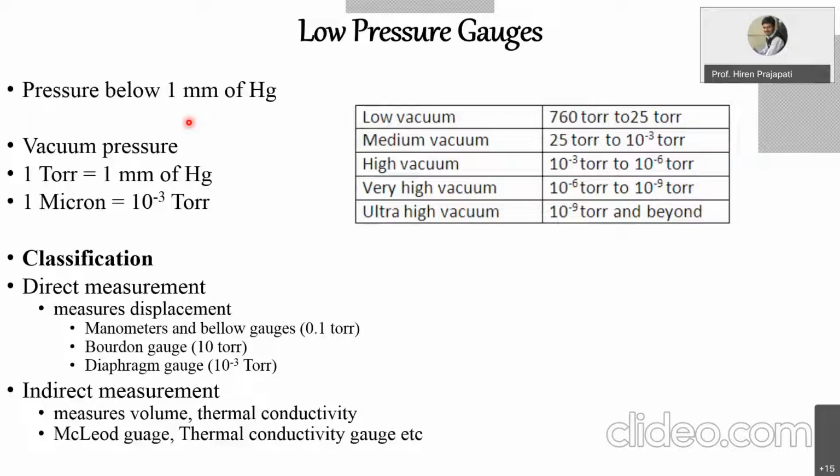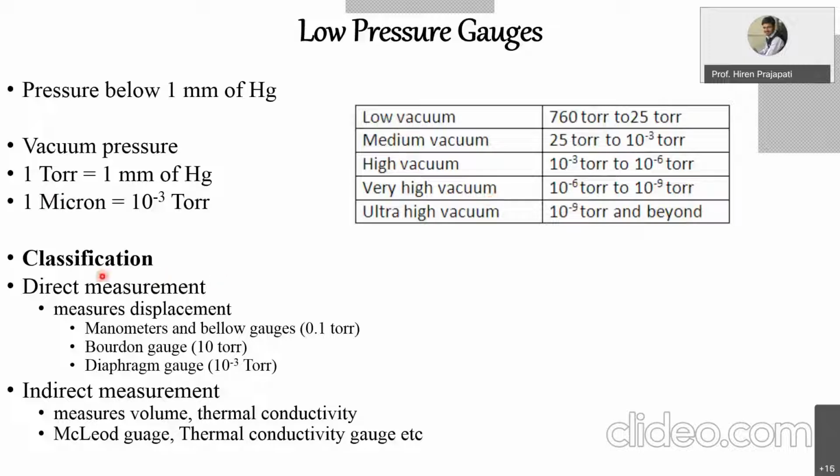Now in today's session, we'll be discussing low pressure gauges, which are used for vacuum pressure measurement. So pressure below 1 mm of Hg is termed a vacuum pressure. The general unit for vacuum pressure measurement is torr. So 1 torr is equal to 1 mm of Hg, and that's why 1 micron of Hg is termed as 10 to the power minus 3 torr. So this is just a basic unit conversion, and these are the different ranges of vacuum which are listed here.